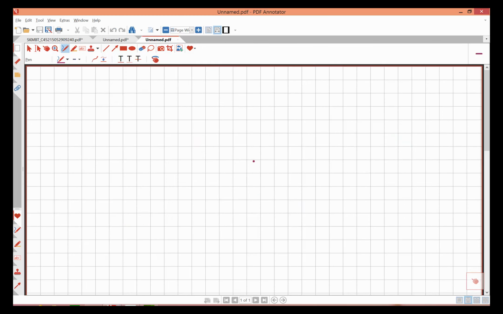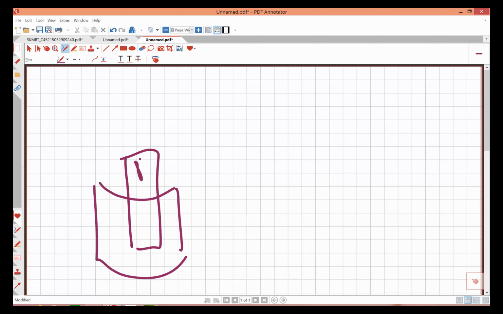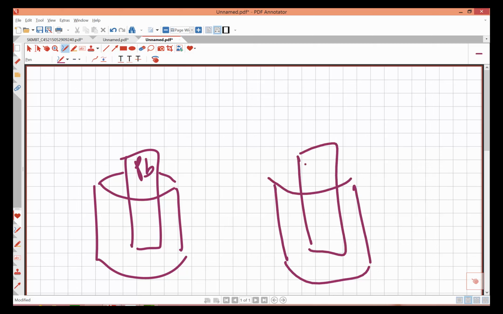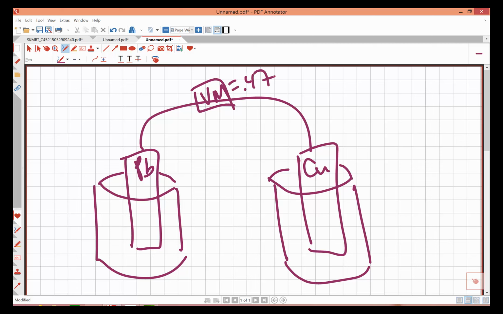And I'll outline what's important for me to see when you draw these. Okay, so here's my anode, and here's my lead. Here's my cathode, and here's my copper. Right, so we're going to connect those with a wire. You could put a voltmeter on here to measure it out, and it would read 0.47 like we just calculated. Okay, sometimes if it asks to indicate a voltmeter, that's what you should do. Right, indicate what it would read.